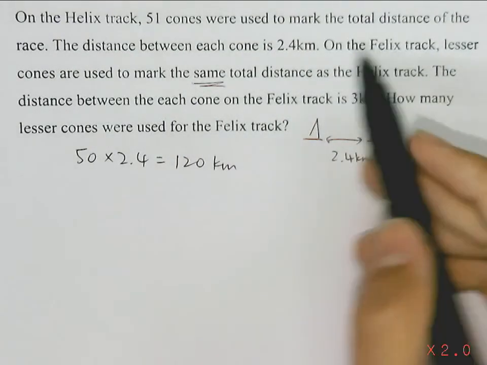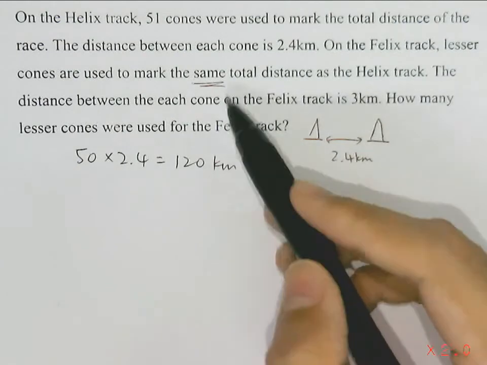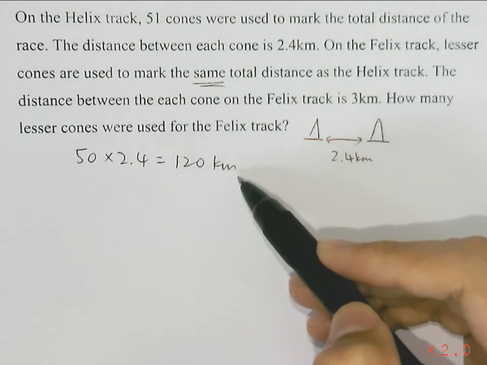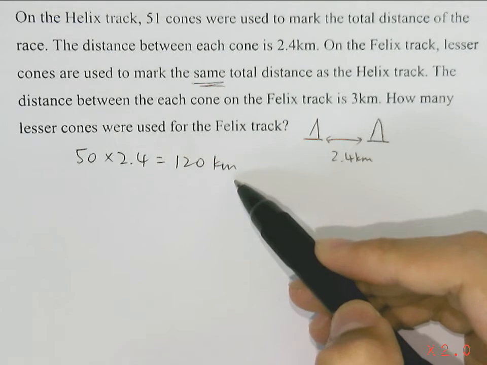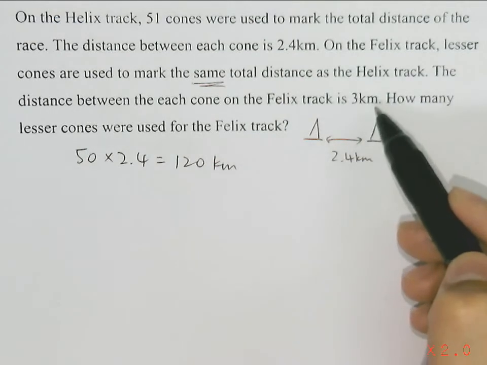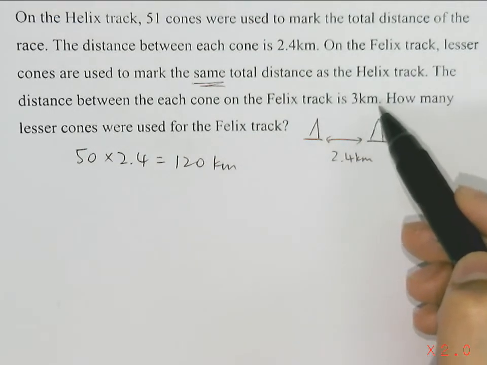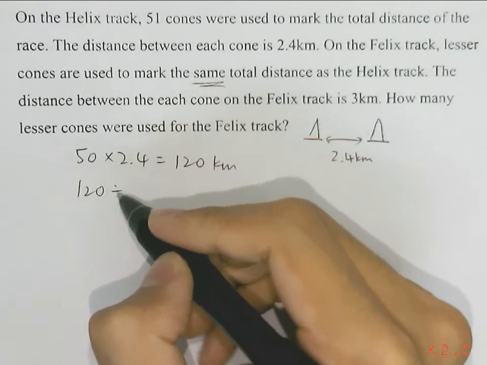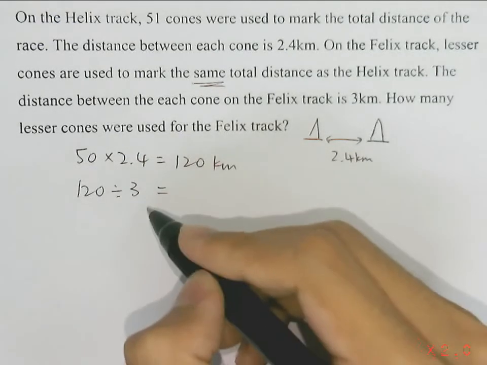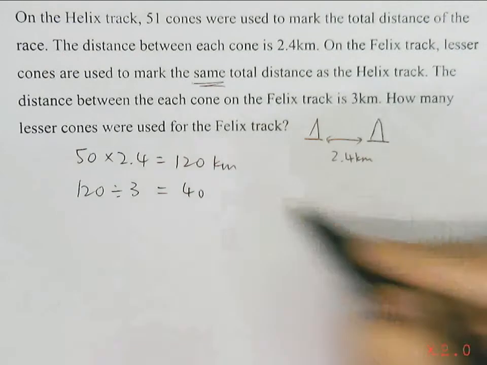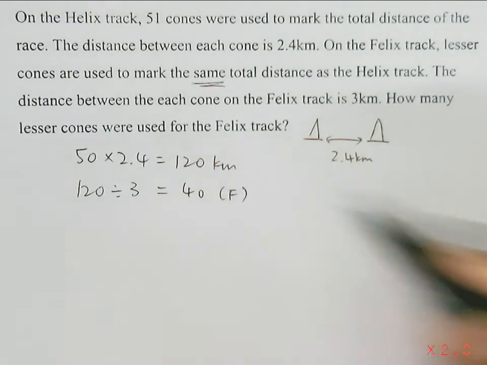On the Helix track, it has the same total distance. So Helix track also has 120 kilometers as the distance, but the interval is 3 km each. So to find how many intervals there were, we will take the total distance, 120, dividing by the interval of 3 km, it will give us 40. So for the Helix track, it has 40 intervals.